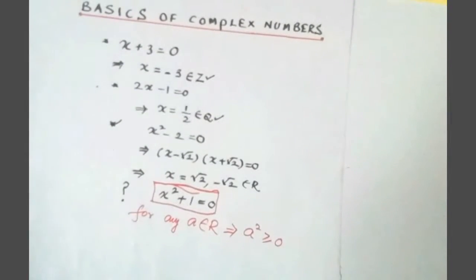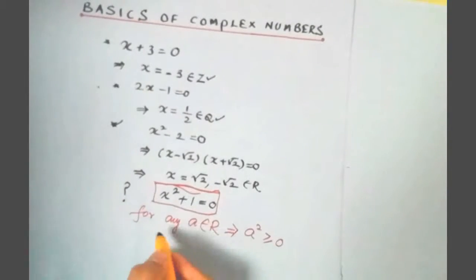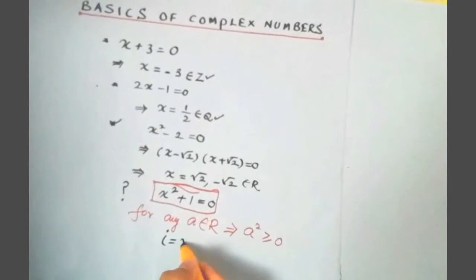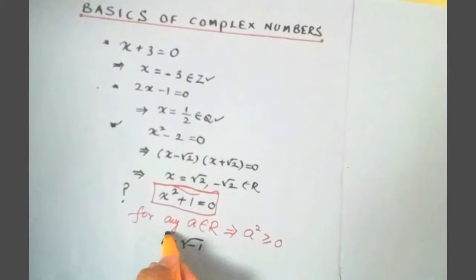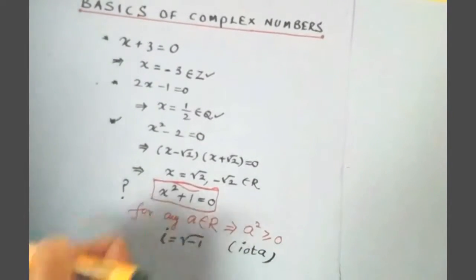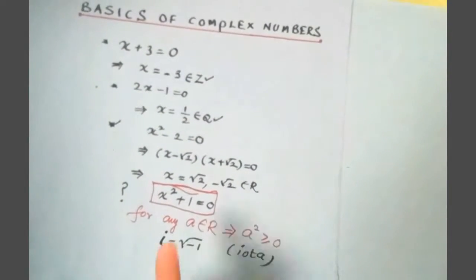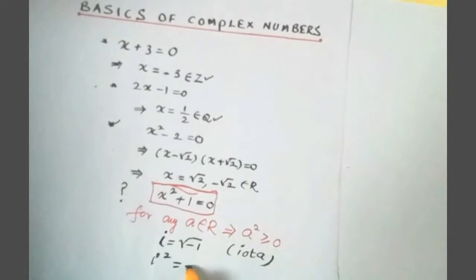So what will we do now? Here we define something called i, say i equals root of minus 1. There is a name for i: we call it iota. So root of minus 1, if I denote it by i, what happens next? i squared will become minus 1.